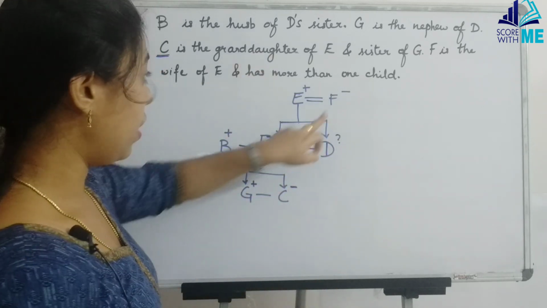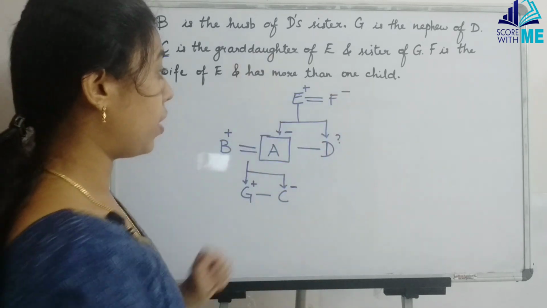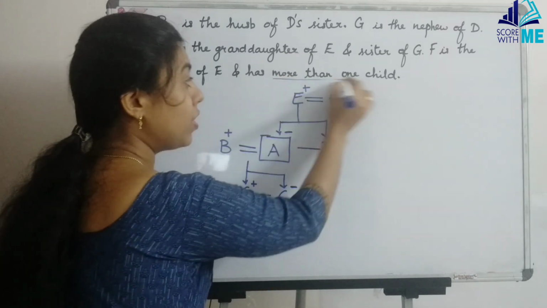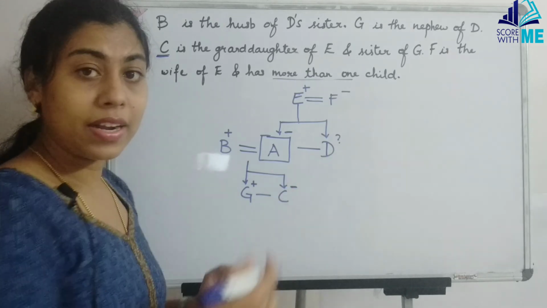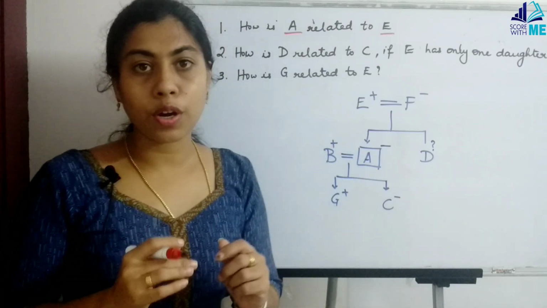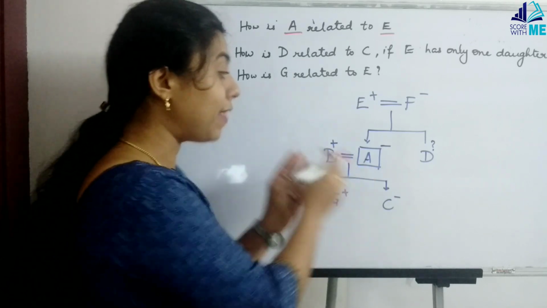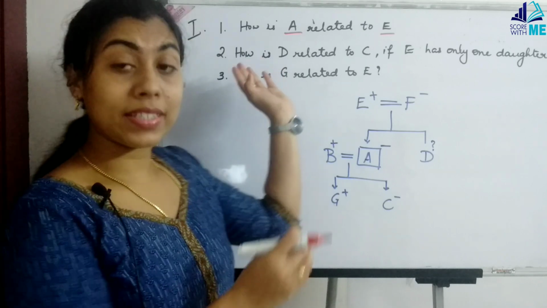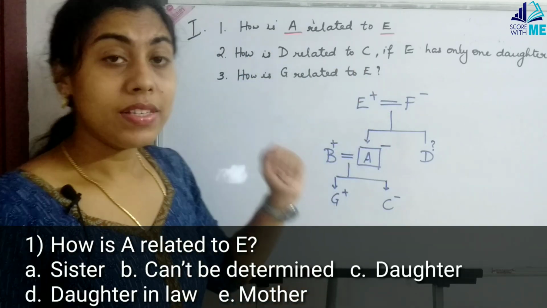F is the wife of E and has more than one child. So how many children do they have? They have got 2 children. So they have got more than one child and that is already getting satisfied. So no issues over there. After having solved the puzzle, we have got a family tree. Now with this family tree in hand, the 3 sub-questions that are asked can easily be solved.